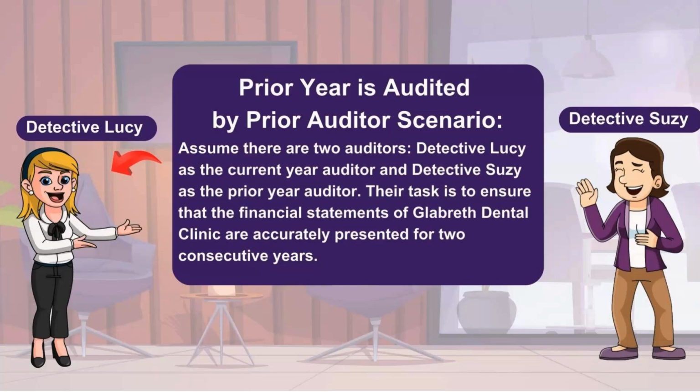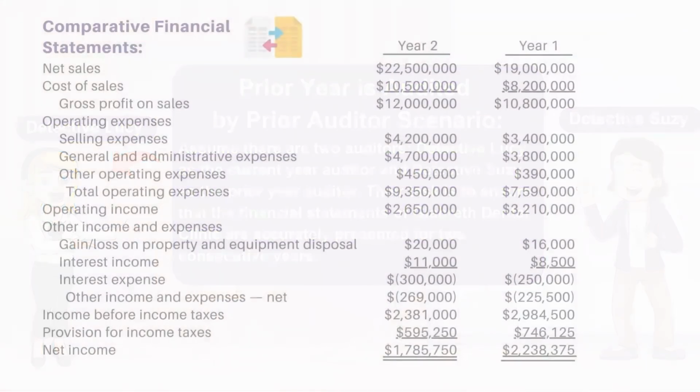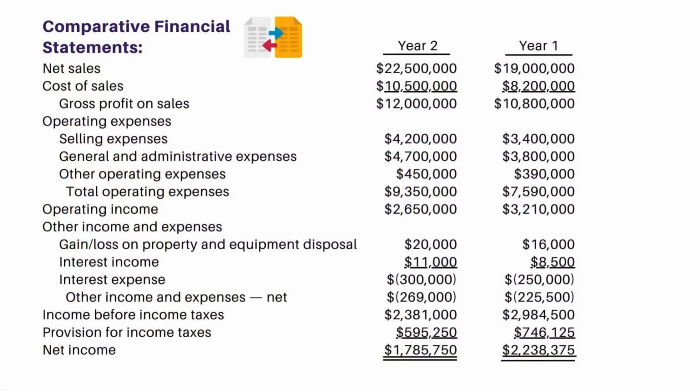2 consecutive years. So when it comes to predecessor auditors, the first thing that needs to come to your mind is how are we communicating the fact that Detective Susie audited last year's financial statements for Galbraith Dental? Right, this is important information, and somewhere within our audit report, we need to let financial statement readers know, hey, these are comparative financial statements we're showing you. We're showing you last year and this year's numbers.